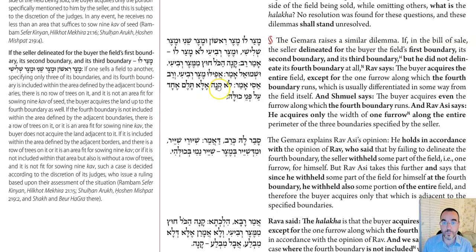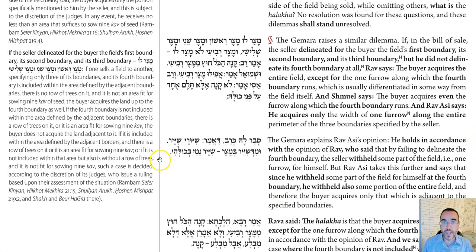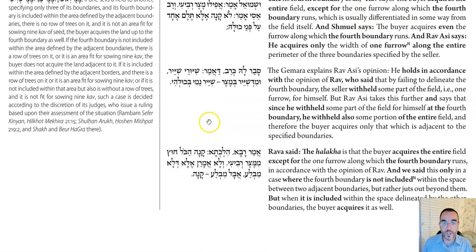That is Rav's opinion. Shmuel, however, says he even gets the 4th side. In other words, since he said 3 sides, then he also gets that furrow that's on the 4th side, because it's enough to mention 3, and then you can fill in the rest and figure it out. And there's the 3rd opinion. Rav Assi says he only acquires 1 furrow around the 3 sides.